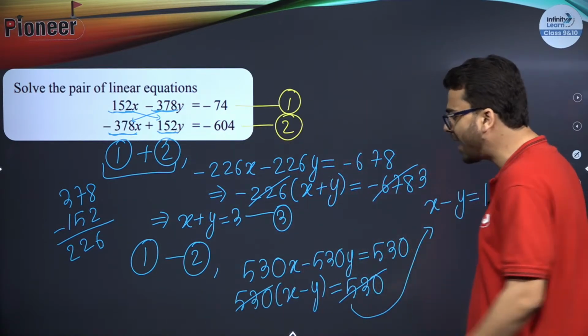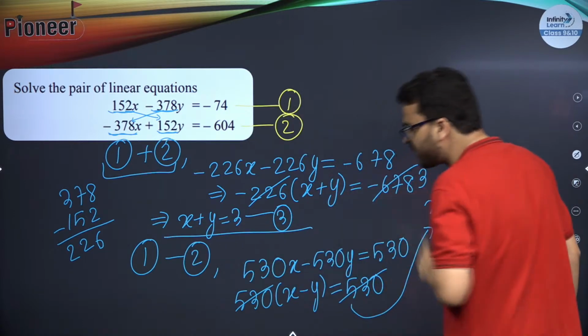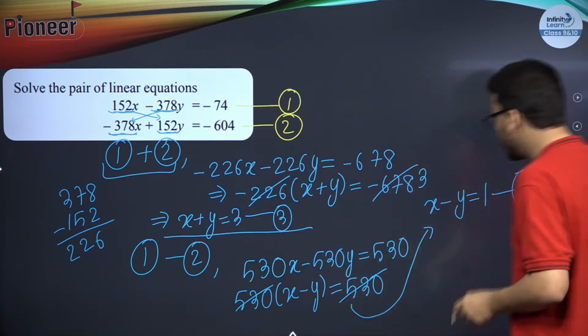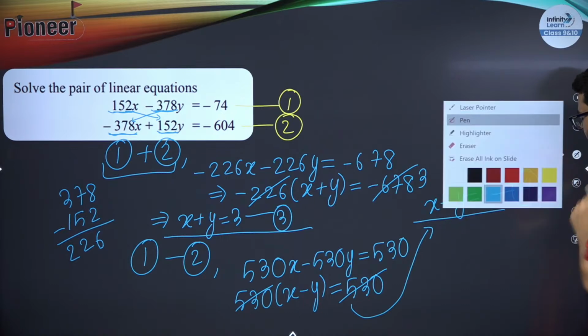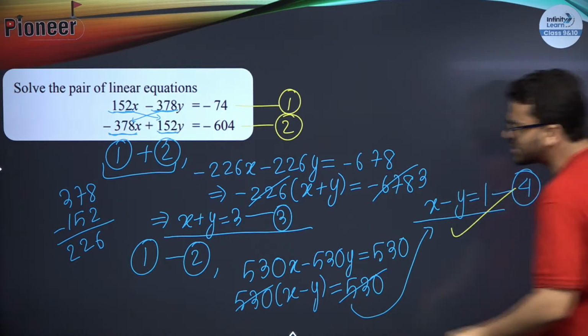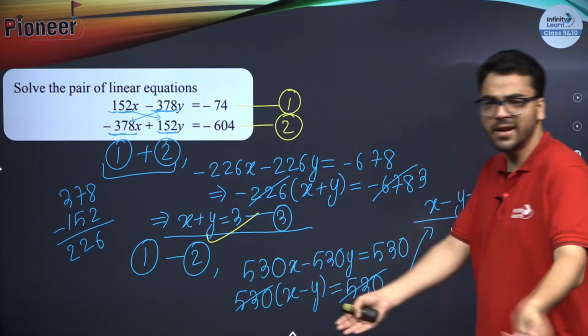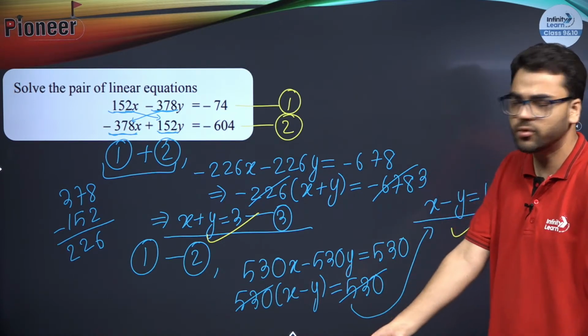One time you have to add, you will get the value of x plus y, and then you have to subtract, you will get the value of x minus y. Now you see, if you know x minus y and you know x plus y, it is very easy to solve it. There is no tension at all.